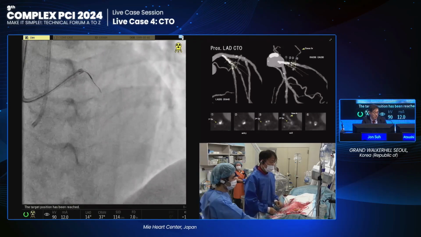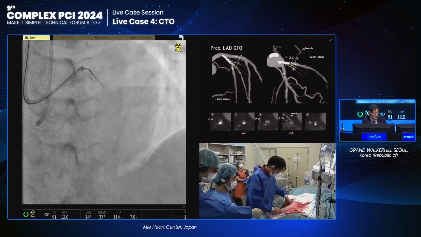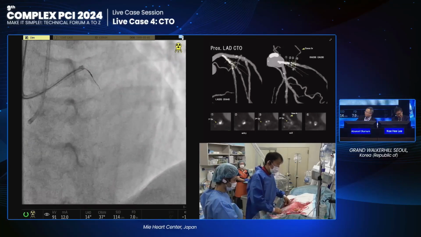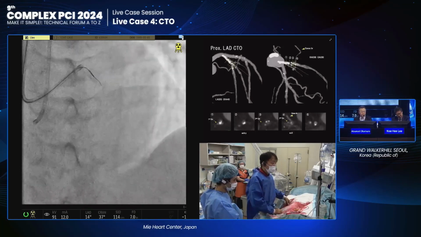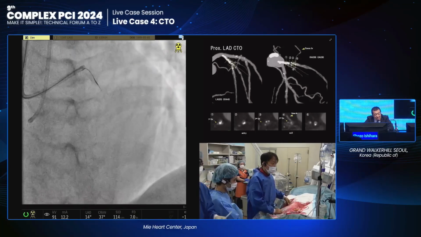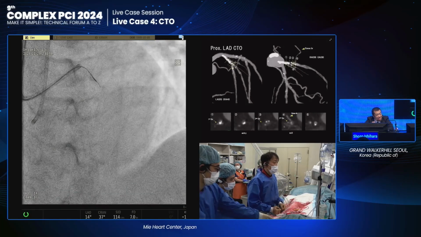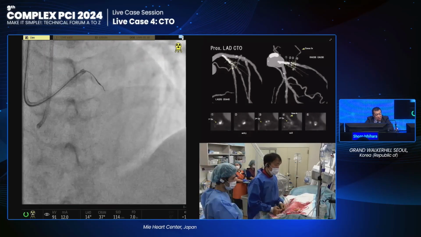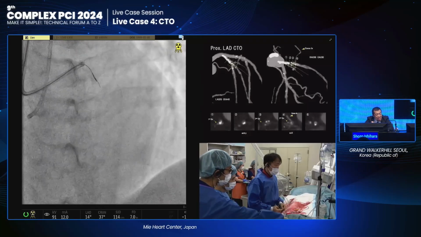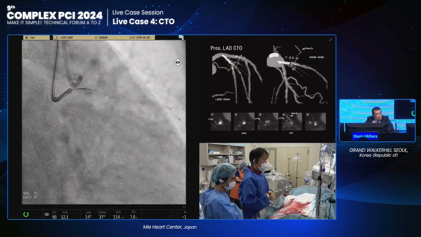Dr. Ishihara, your strategy? Thank you. The visualization of the CTO exit is very important. Dr. Nasu tried to get the septal cones, but if we can get the septal cones, it is very supportive.